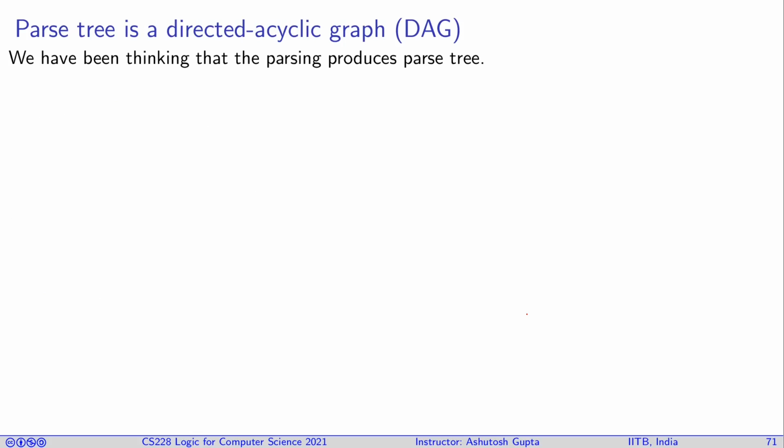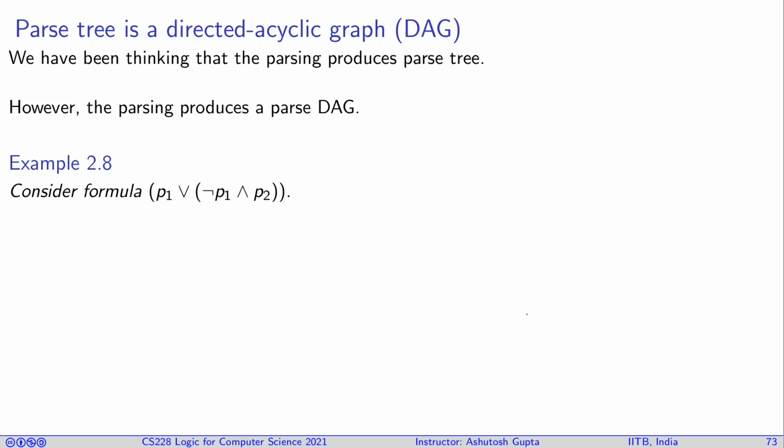So we have been thinking that parsing produces a parse tree. The term says it's a tree, but actually it is not. If a computer stores a formula, it does not store it as a tree. It usually stores it as a directed acyclic graph. So parsing produces a parse DAG.